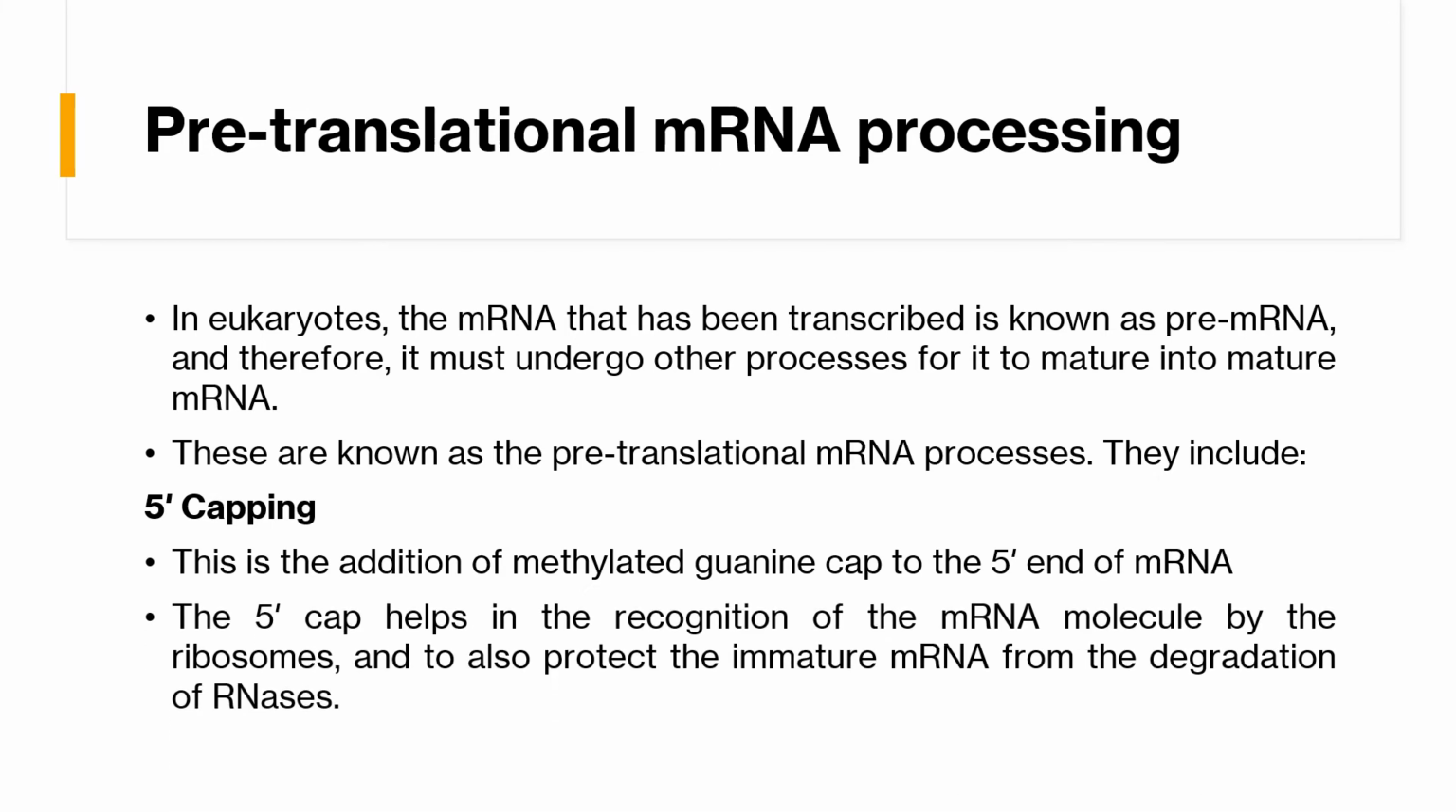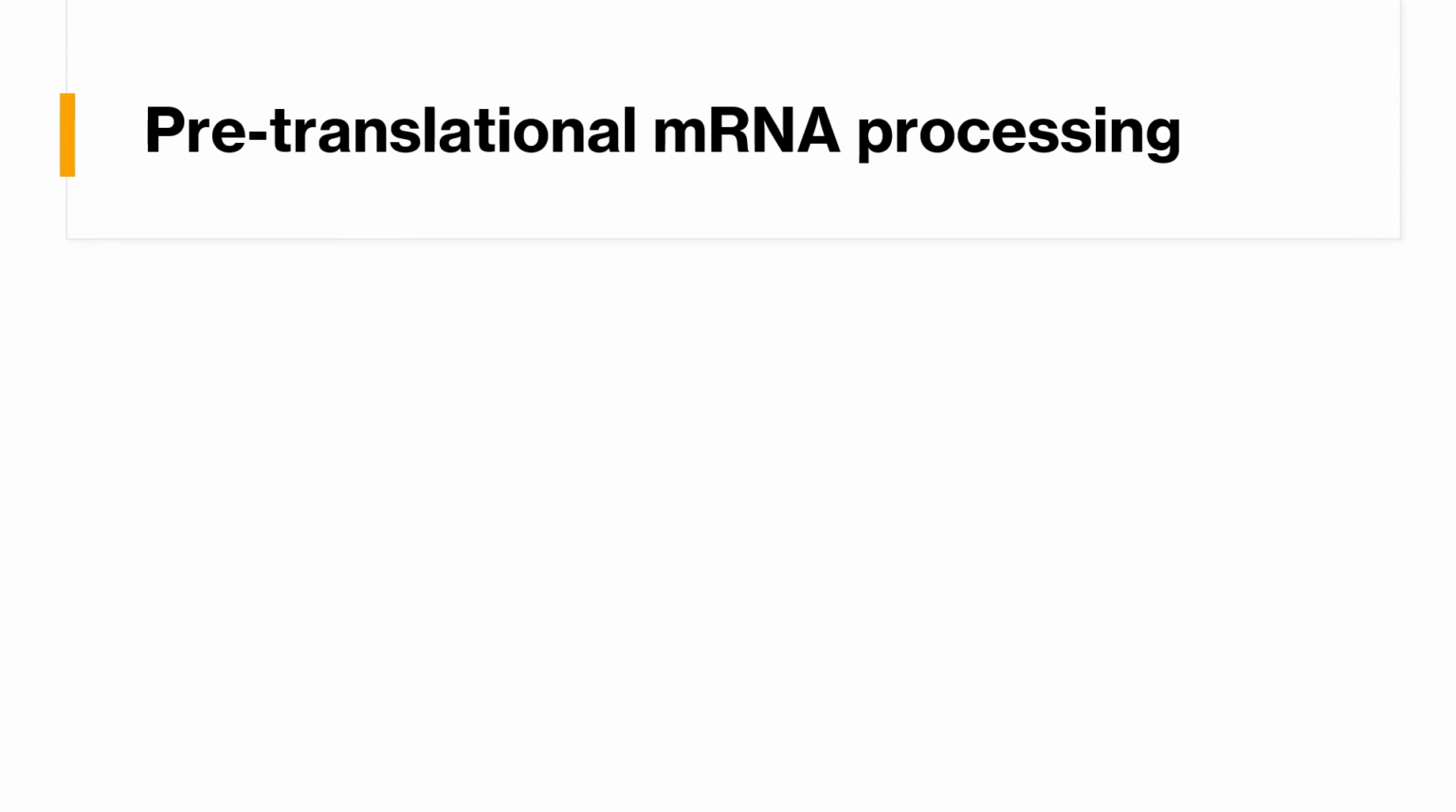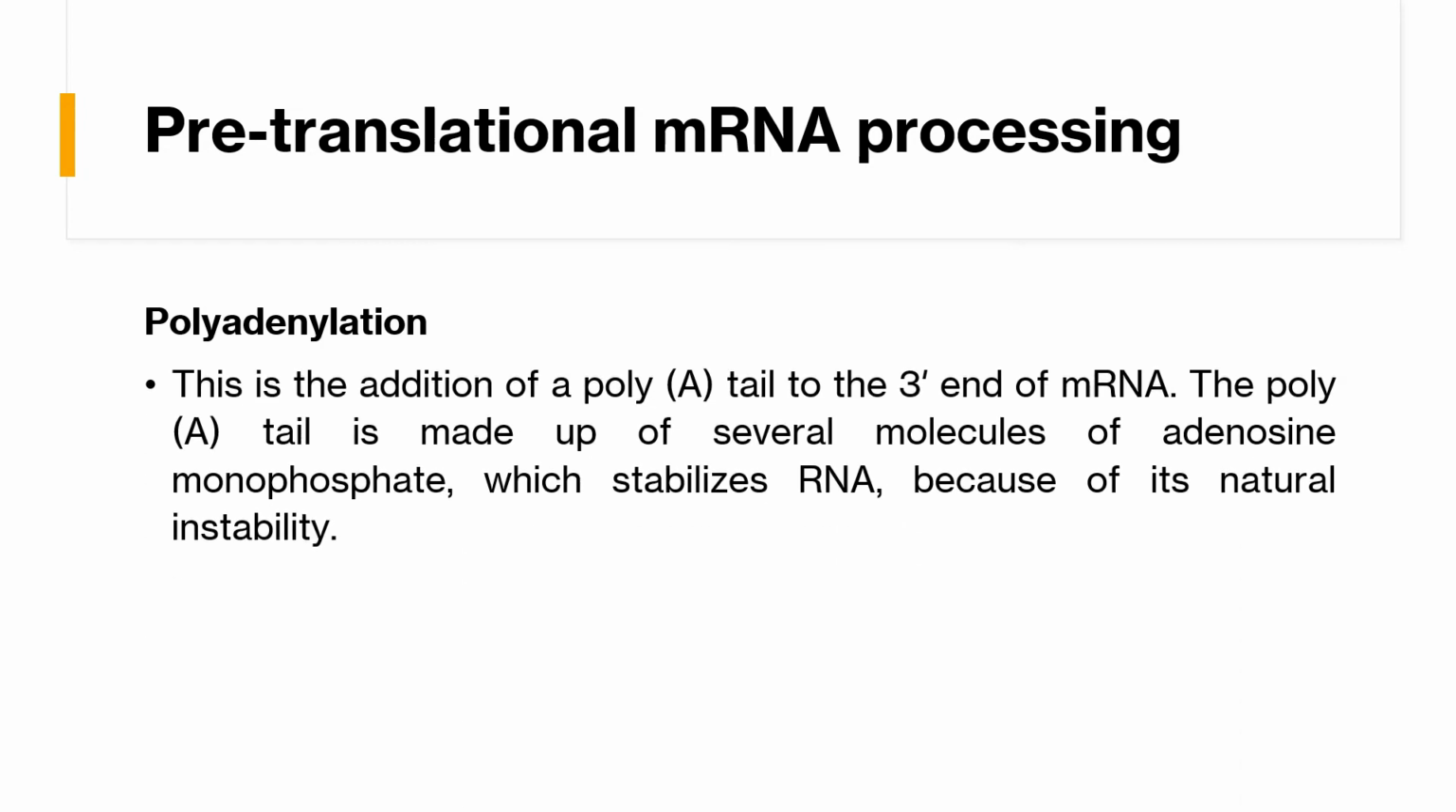The 5' cap helps in the recognition of mRNA molecules by ribosomes and also protects the immature mRNA from degradation. Next is polyadenylation. This is the addition of a poly-A tail to the 3' end of mRNA. The poly-A tail is made up of several molecules of adenosine monophosphate, which stabilizes RNA because of its natural instability.